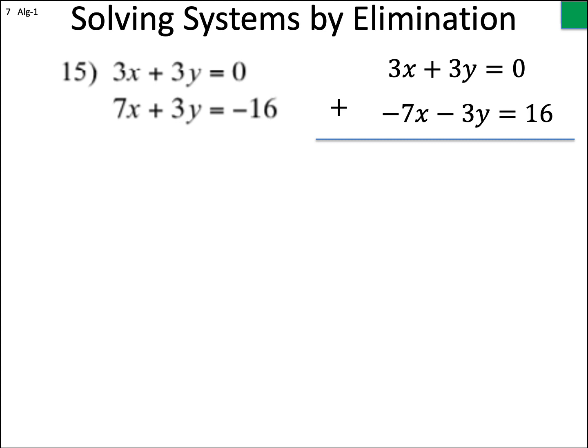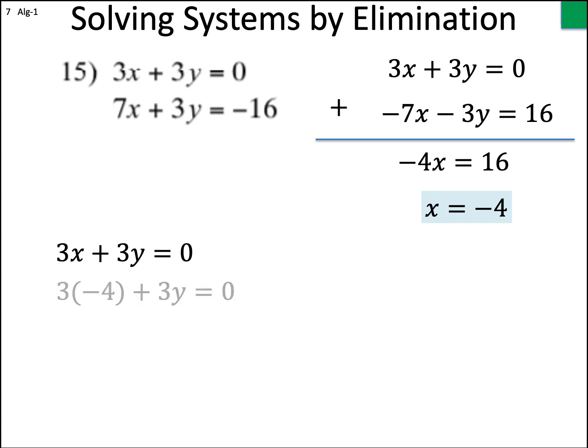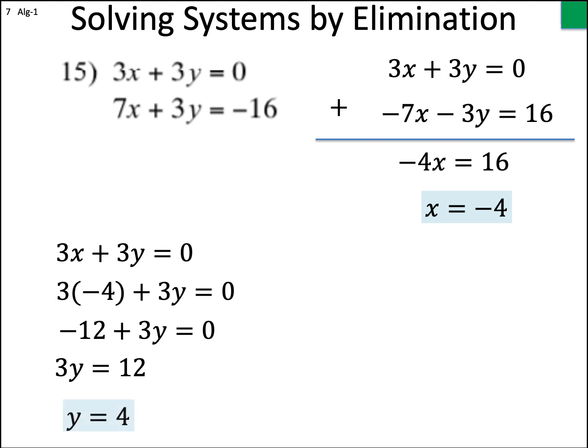Okay, we like to add. All right, so let's add. So we get negative 4x. The y's would be eliminated. 0 plus 16 clearly is 16. Therefore, x is negative 4. I'm going to go back to the first equation because, hey, look at that 0. We like zeros. Substitute negative 4 in for x. 3 times negative 4, negative 12. Add 12 to both sides. Divide by 3. Final answer, negative 4, positive 4.